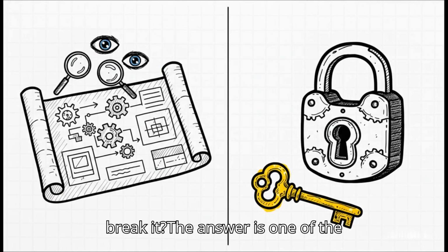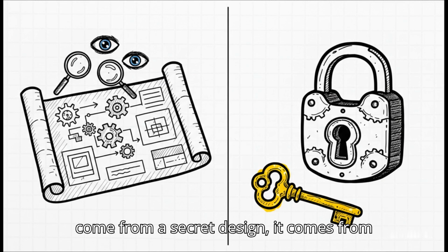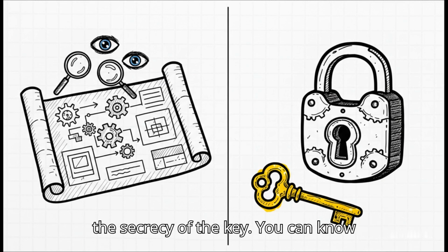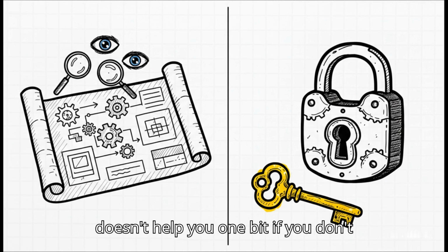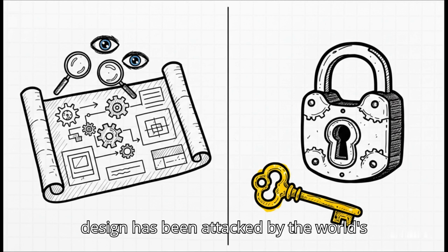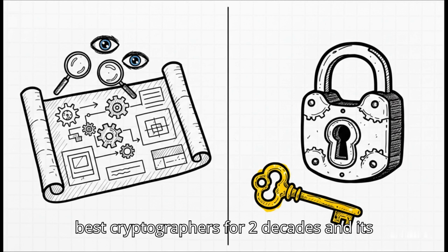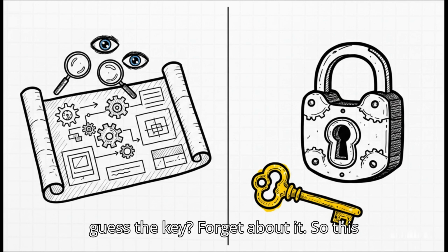The answer is one of the most important ideas in all of modern security. The strength of AES doesn't come from a secret design. It comes from the secrecy of the key. You can know exactly how a lock is built, but that doesn't help you one bit if you don't have the key to open it. The public design has been attacked by the world's best cryptographers for 2 decades, and it's held up. And like we just said, trying to guess the key, forget about it.